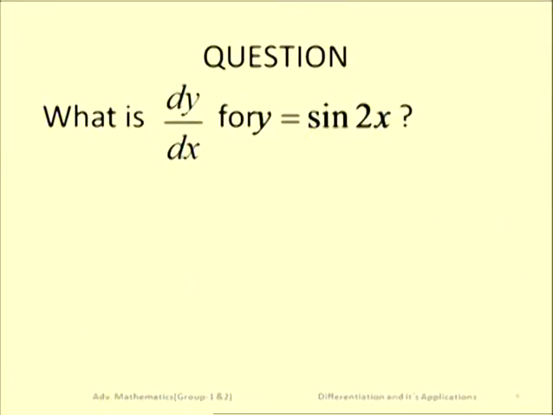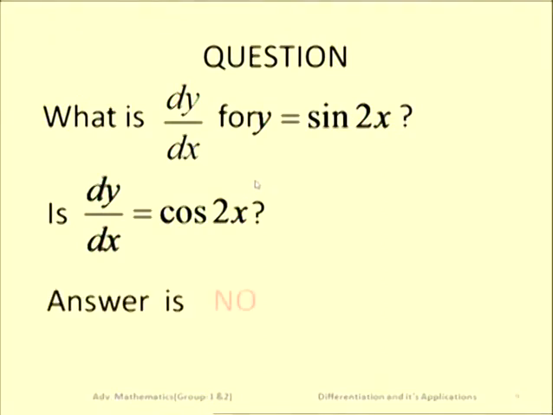We have seen some examples based on this. Now the question is, what is dy by dx for y is equal to sine 2x? As we have seen last time, the derivative of sine x is cos x. But here in place of x, we have 2x. So is dy by dx equal to cos 2x? The answer is no. We can't directly differentiate like this.